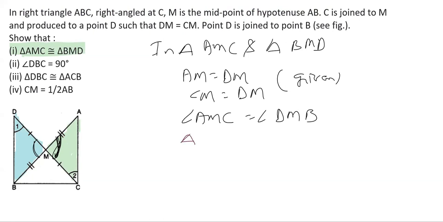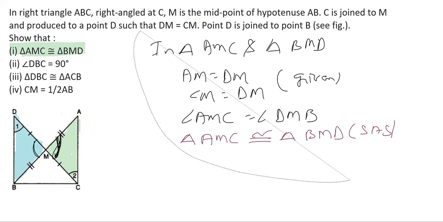So now we can say, therefore, triangle AMC is congruent to the other triangle BMD, and it is congruent by side angle side. As you can see, the angle is included between the two sides. So this is how the first part can be proved.